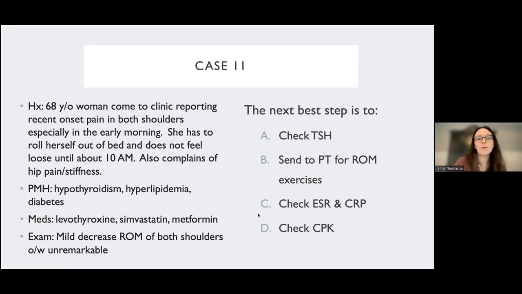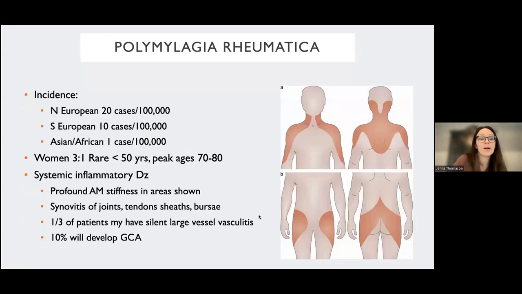So good work, guys. Most people wanted to check her inflammatory markers, which is a great idea. So this woman has a condition that is quite common in rheumatology called polymyalgia rheumatica. It tends to be more common in women, and it's rare or even unheard of in people younger than 50 years of age. So it happens in people older than 50, usually between 70 and 80.